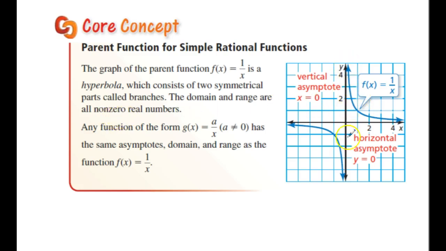You'll see that I have asymptotes. And asymptotes are lines that the graph approaches but never actually touches. So I see I have an asymptote at y equals 0, and I have an asymptote at x equals 0, right? So my axes are my asymptotes for this parent function. So any function of this form, where a is not 0 and a is in my numerator, has the same asymptotes, domain, and range as my parent function. As long as I don't have an h or a k, my asymptotes are going to stay x equals 0 and y equals 0. Okay, and the graph will always approach them but never actually touch them.